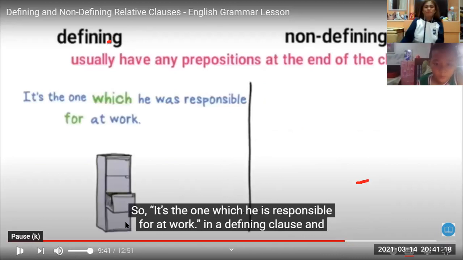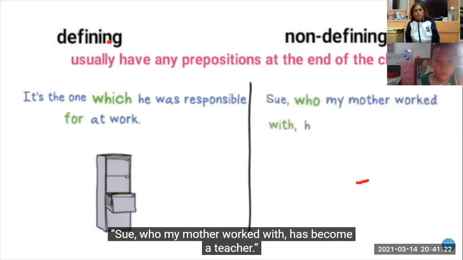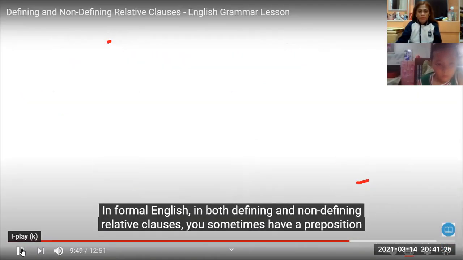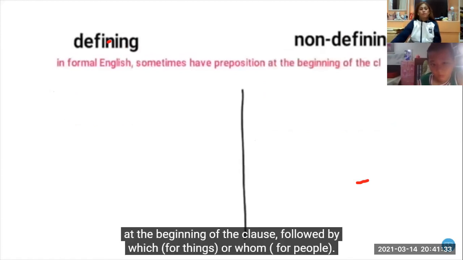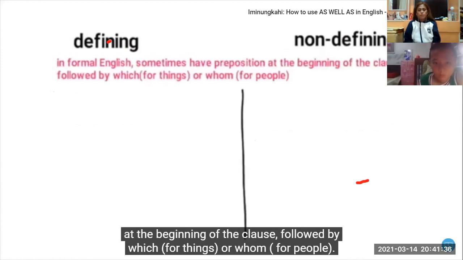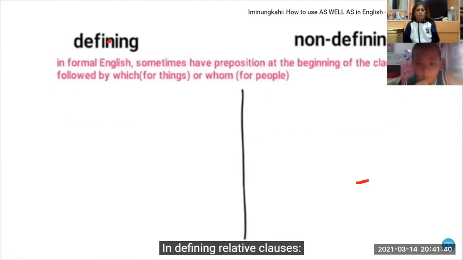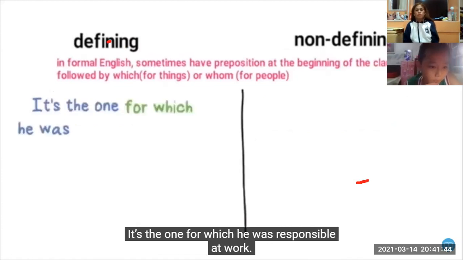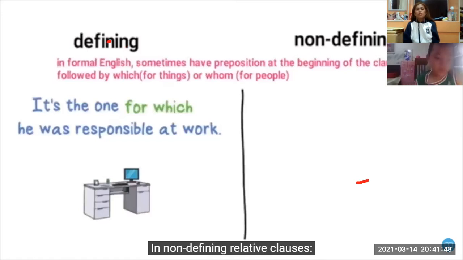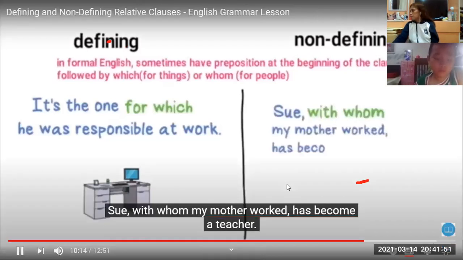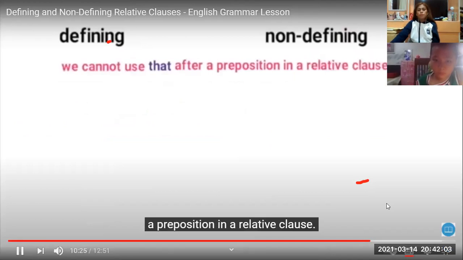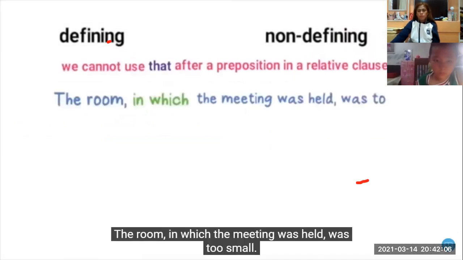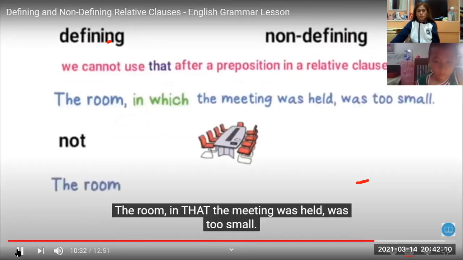Clause and Sue, who my mother worked with, has become a teacher. In formal English, in both defining and non-defining relative clauses, you sometimes have a preposition at the beginning of the clause, followed by which for things or whom for people. So in defining relative clauses, you could say it's the one for which he was responsible at work. And in non-defining relative clauses, Sue, with whom my mother worked, has become a teacher. Also, in both defining and non-defining relative clauses, we cannot use that after a preposition in a relative clause. So you would say, the room in which the meeting was held was too small, and not the room in that the meeting was held was too small.